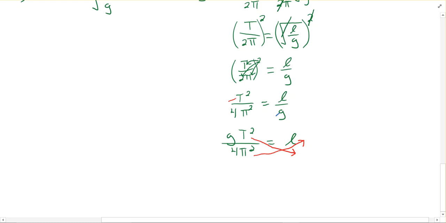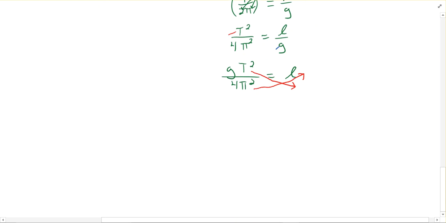Really, all I'm doing is the same thing I've been doing this whole time. This is just a little shortcut that you can use to do things quicker. So if I clean that all up and actually move those things, what I'm left with is g is equal to, the L is still there, so L, times 4 pi squared, which I moved up here, and then over t squared, which I moved to the bottom. And that's it. That's my answer.